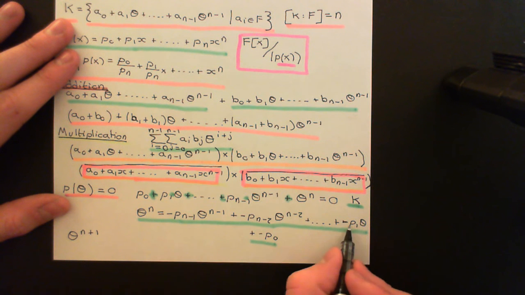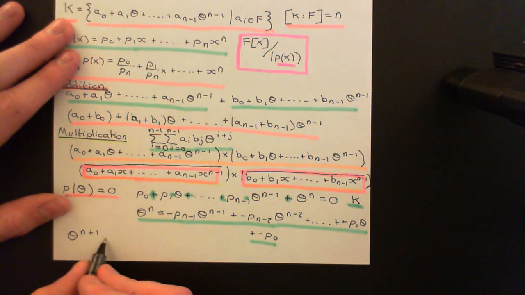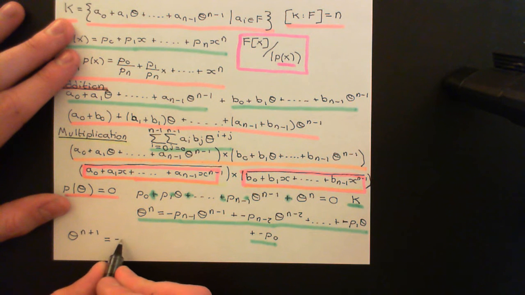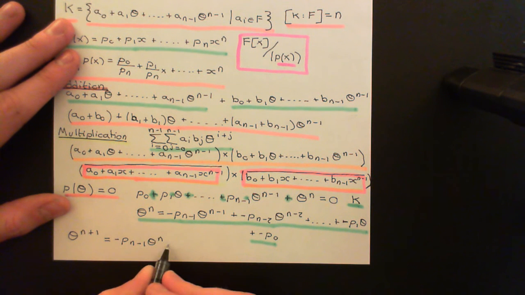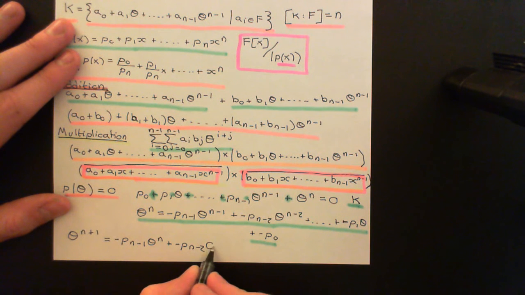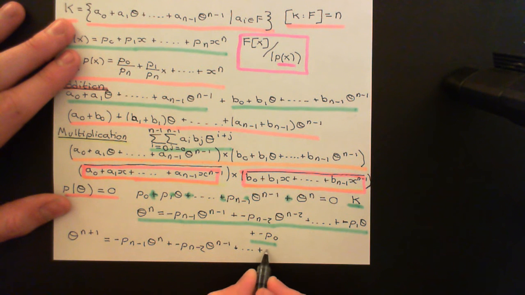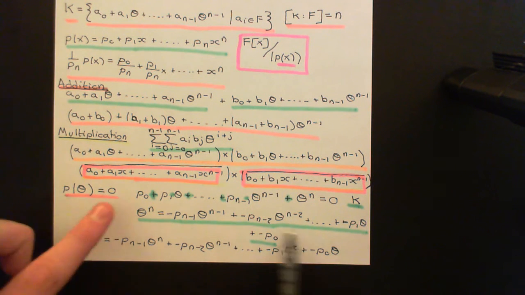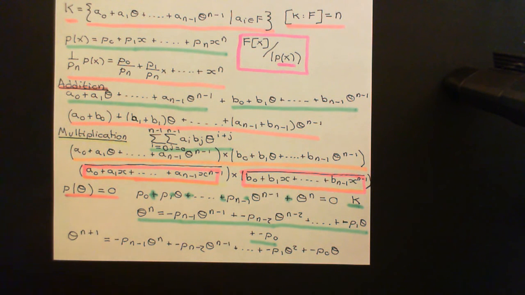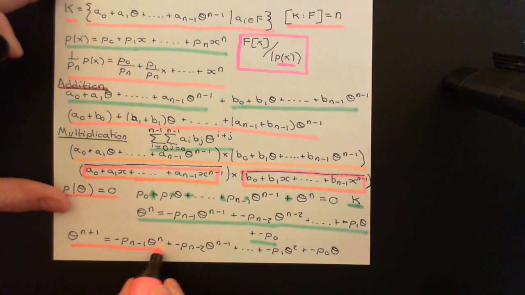So just multiply all of this with a theta, apply distributivity here, it will become the additive inverse of P_{n-1} times theta now to the power of n, plus the additive inverse of P_{n-2} times theta to the power of n minus 1, plus all the way down to the additive inverse of P_1 times theta squared now, plus the additive inverse of P_0 times theta. Okay, so I've just multiplied both sides here with theta, so this is a perfectly true statement.